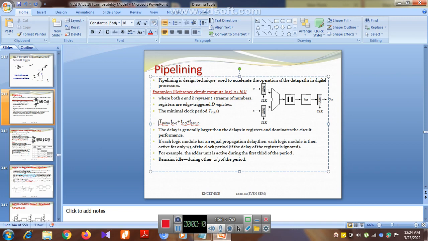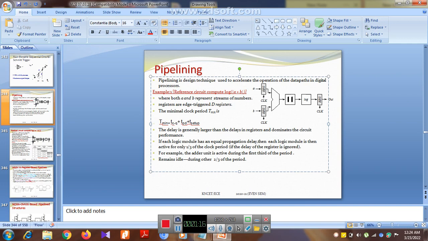As we have discussed, pipelining has 3-stage pipelining and 5-stage pipelining. Here they are using only the 3-stage pipelining. We know that fetch, decode and execute. The same principle is used here. They have given one example and reference circuit to compute log modulus of A plus B.